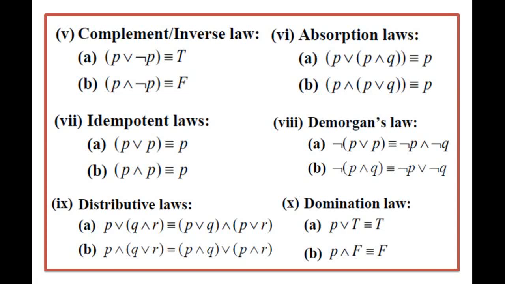The next one is the domination law. The domination law is P or true equals true, and P and false equals false. Here you see the inverse law and the domination law differ in only one way. In the inverse law, P or negation P equals true, and P and negation P equals false. But here, P or true equals true and P and false equals false. This is the domination law. Also, in the idempotent law, you see both values are the same, so the result is the same. You don't worry about the connective symbols.